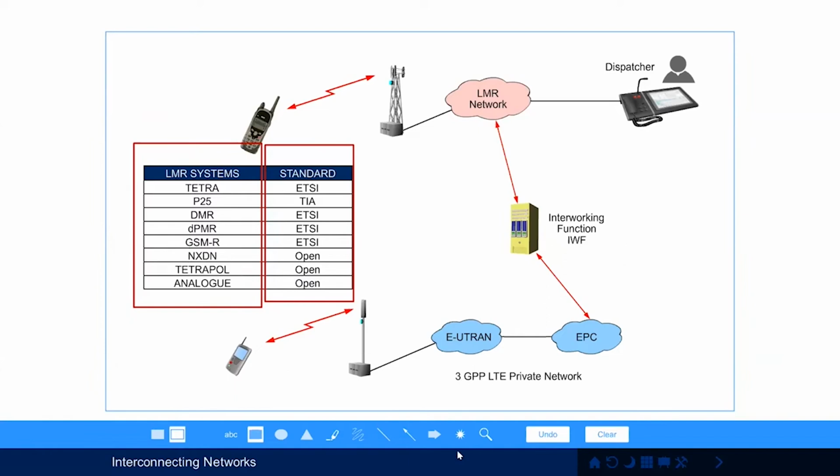Some of these technologies are more the open standard format rather than tied to an official standards body. So things like NXDN, which was originally a Kenwood and JVC joint operation, and Tetrapol, and then various analog FM technologies, all open standard, usually actually standardized or regulated by a national regulatory authority.